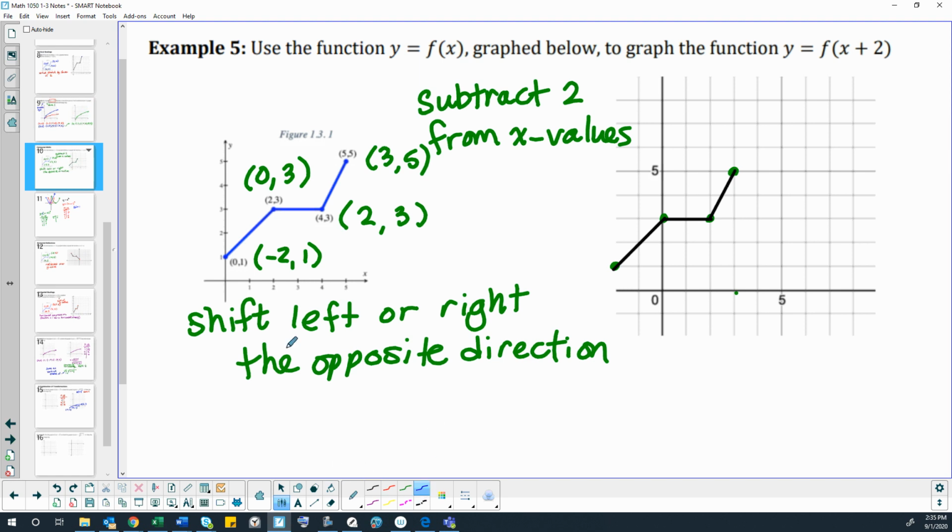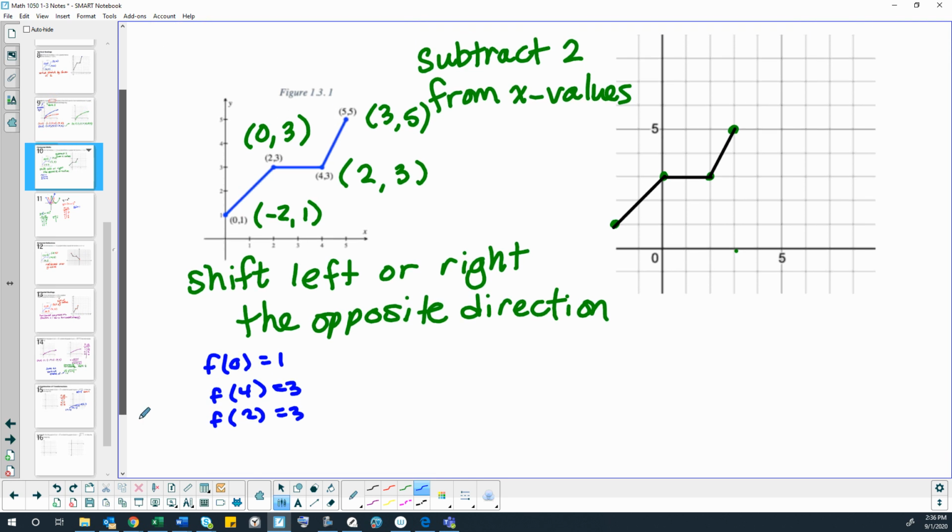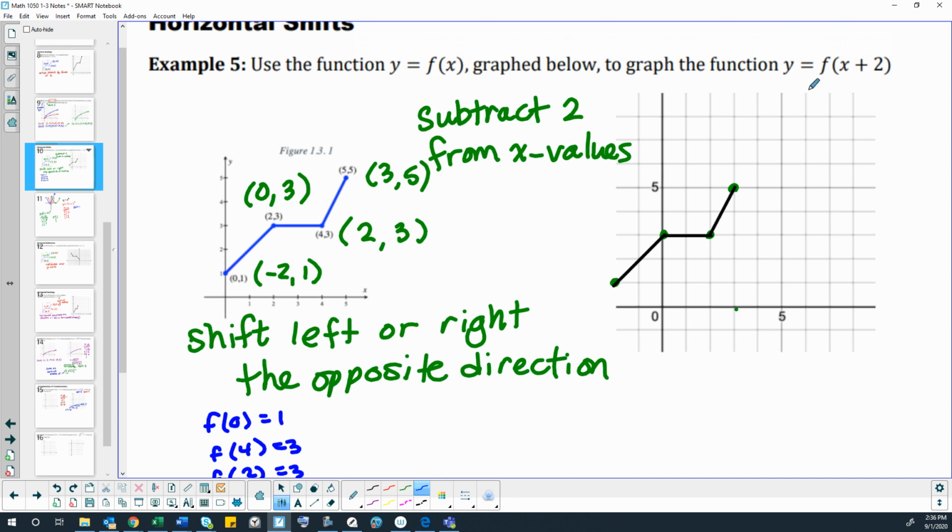each of these points, our function is f of x, so f of 0 equals 1, right? And f of 4 equals 3, and f of 2 also equals 3. And then last we have f of 5, which equals 5. Okay, so we're keeping the y values the same because it's just y equals this. It's the x values that are changing this time.